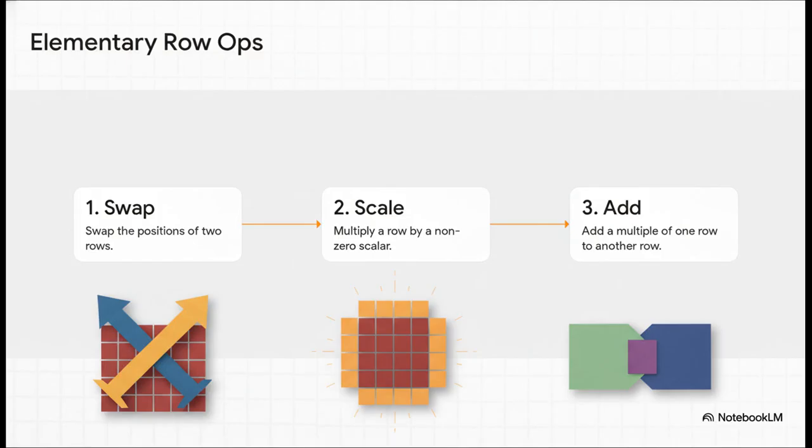So, how do we actually solve the puzzle? Well, it turns out there are only 3 simple legal moves. You can swap 2 rows, you can multiply any row by a number, as long as it's not 0, or you can add a multiple of one row to another one. That's it. Seriously. With just these 3 operations, we can systematically simplify any matrix to reveal its secrets.